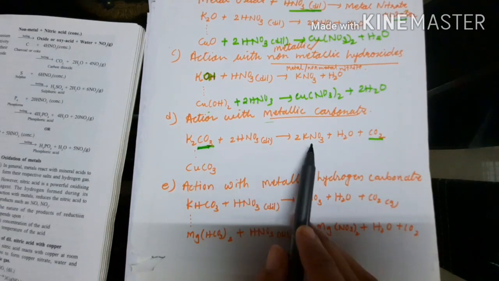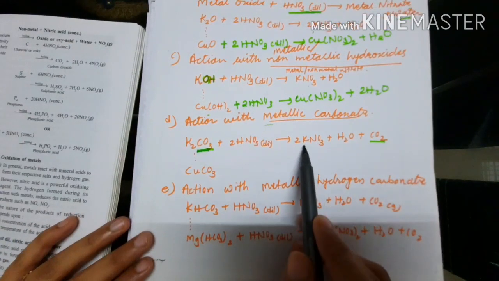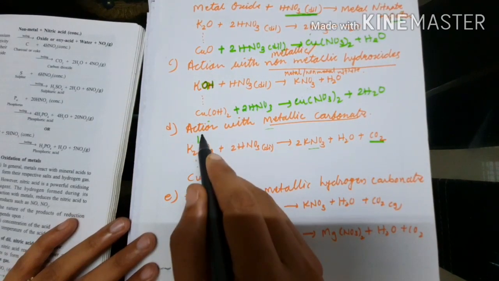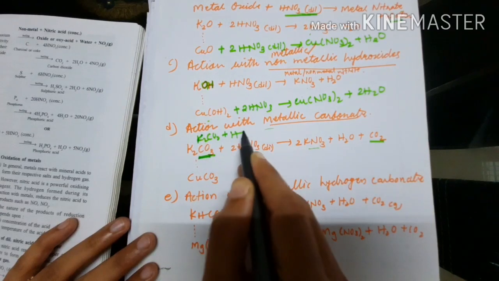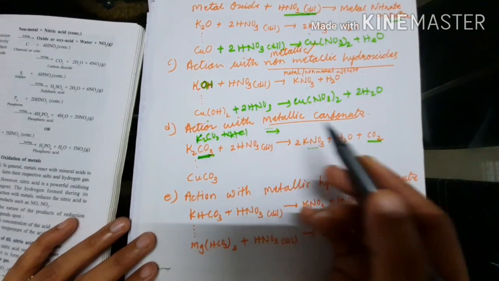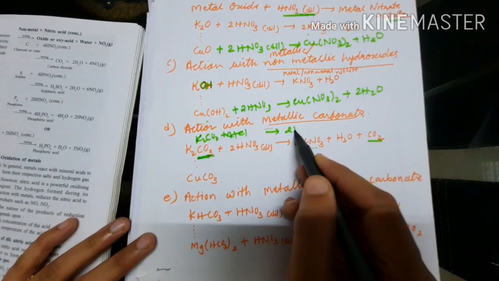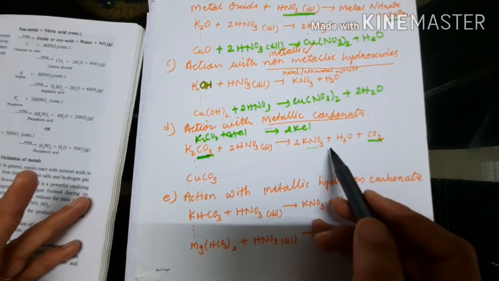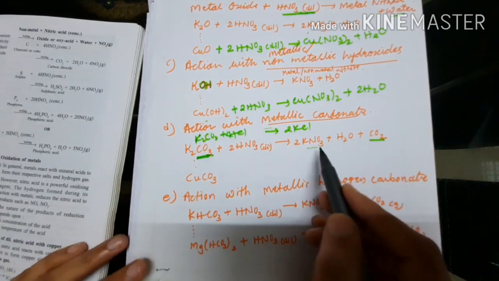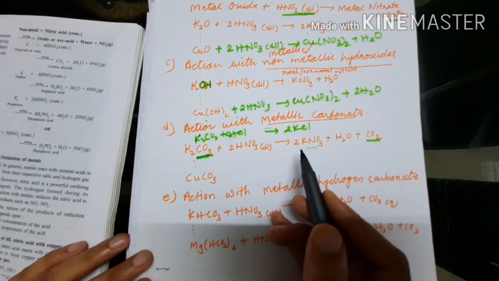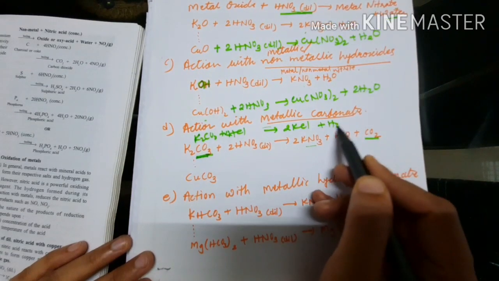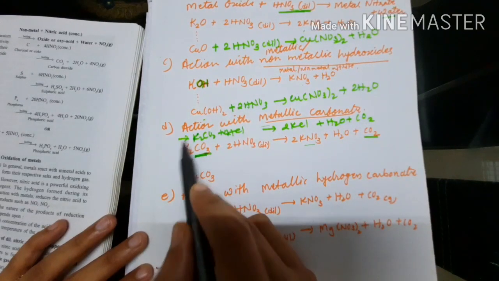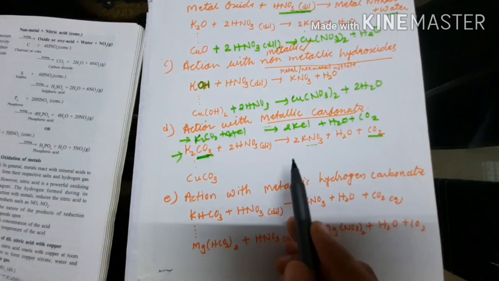If we use K2CO3 plus 2HNO3, then it will form 2KNO3, potassium nitrate. Nitrate will be formed, the same thing happens. Another product is H2O plus CO2. Okay, I hope you understand. Same reaction.